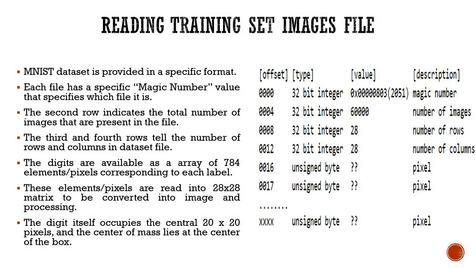So how do you read the training set images file? For that, you first of all require the format in which the data has been provided. The first row of the data has the magic number. This number, 2051, denotes whether it's an image file or a label file. For a label file, this number is different. For an image file, this number is different. We'll come to this magic number in a while.